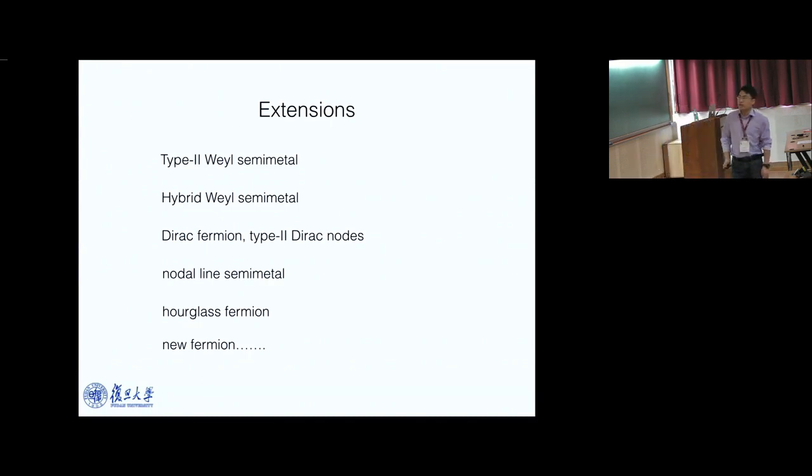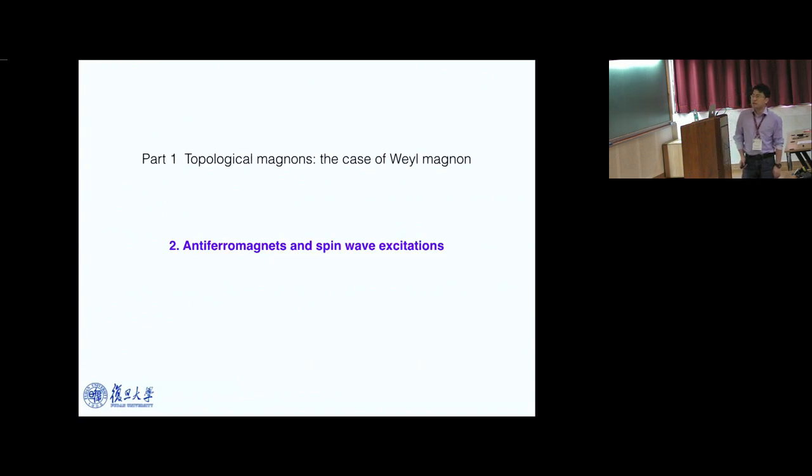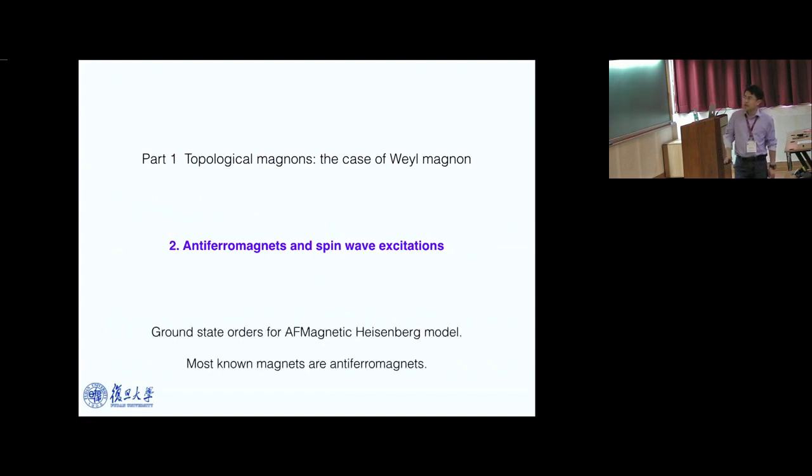So now we want to turn attention to magnetic system, to spin system, whether one can have these topological excitation in the system of Mott insulator. So now I switch to magnetism. So this is the tutorial lecture. So let me begin with antiferromagnets.